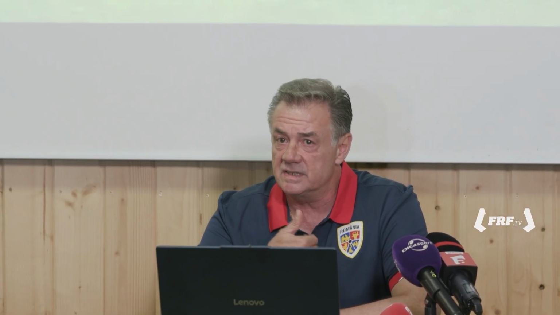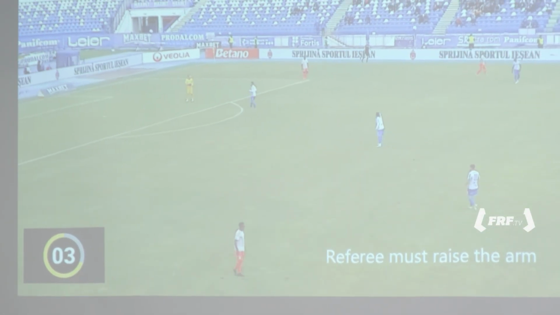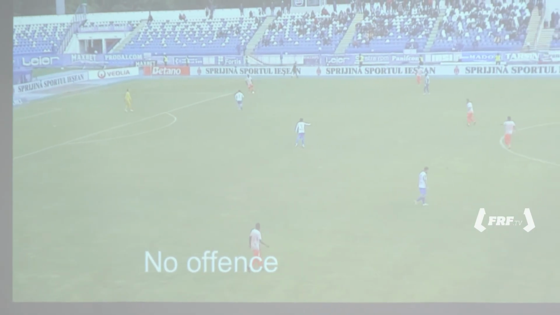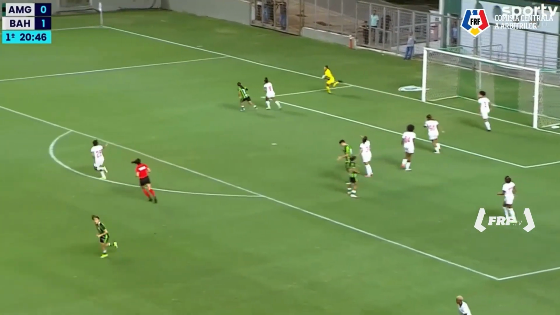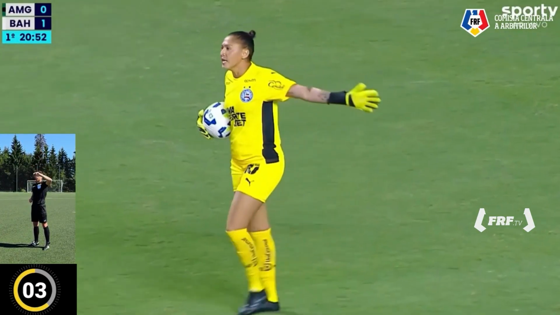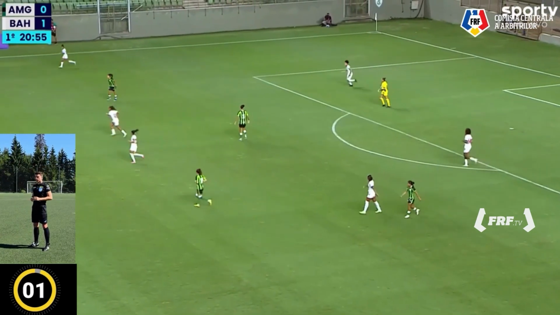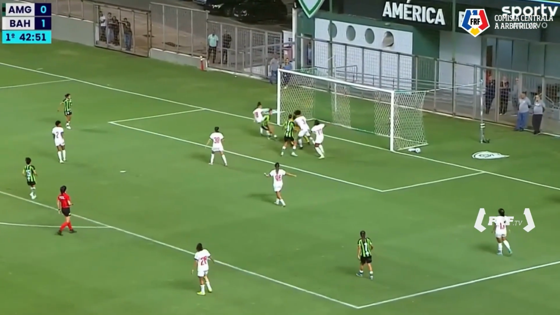So that was one example that also happened in our previous barrage games. And as you see, this is an example where now we start to count the 8 seconds. While already at the 5 seconds, the referee must raise the arm. You see the goalkeeper giving the ball, no offense, we continue the play. But we have also some situations, as you see here, where the goalkeeper has the ball, now is totally unobstructed, and you see the referee. And this is the time that he has to give the corner kick.